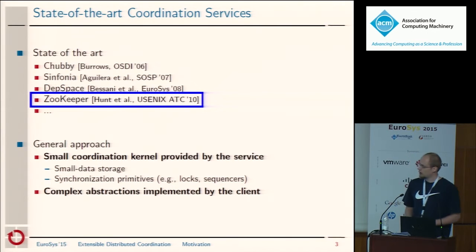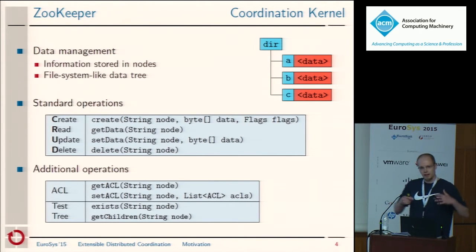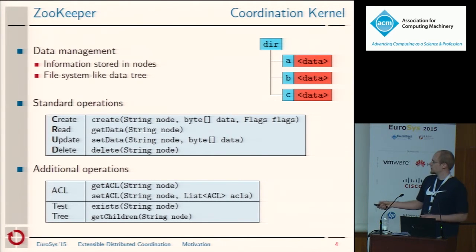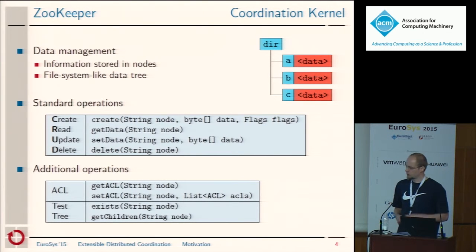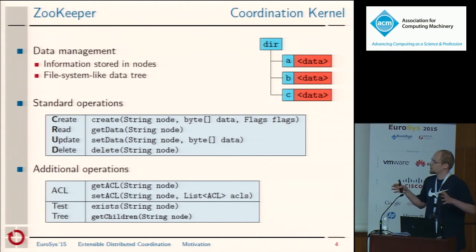Now, let's take a look at how this works in ZooKeeper. ZooKeeper stores data in nodes in a file system like data tree and provides some generic functions to create those nodes, set the data of those nodes, read the data from those nodes, delete those nodes, so you have your typical CRUD operations. And in addition to that, there's only a small set of additional functions to manage access control, to check whether a node exists or not, and there's this getChildren call, which, for example, allows you to retrieve the names of child nodes. So, for example, if you call this getChildren on this dir node, you would get A, B, and C. So, as I said, a small set of functions, very generic.